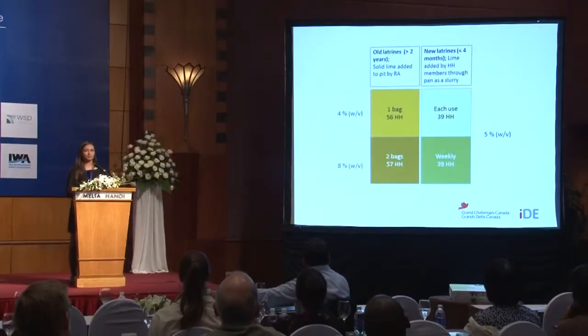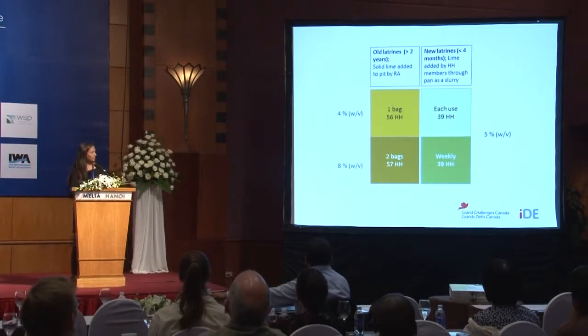These concentrations are higher than what we just saw because there's variation in the lime sold on the market. So this was to account for that and also to account for differences in sludge characteristics and the size of the pits and so on. Half of those households had one 25 kilo bag of lime added. The other half had 2 bags of lime added.